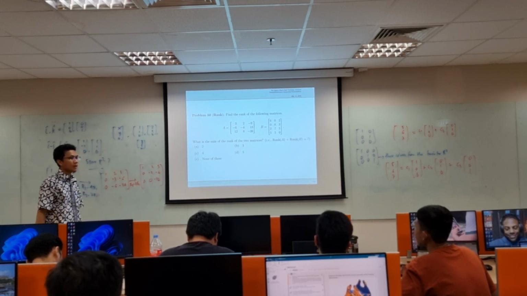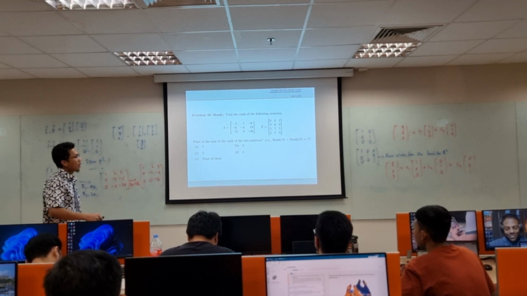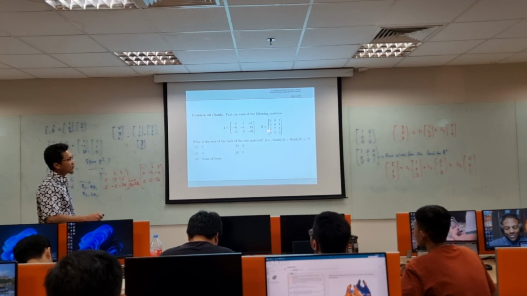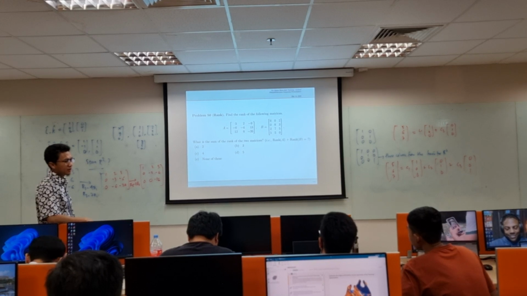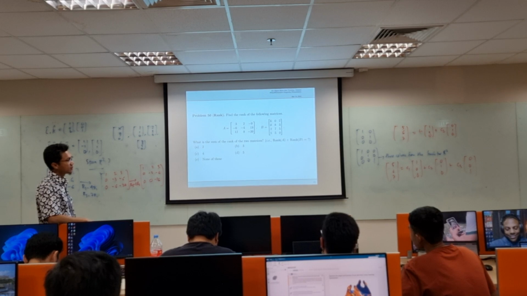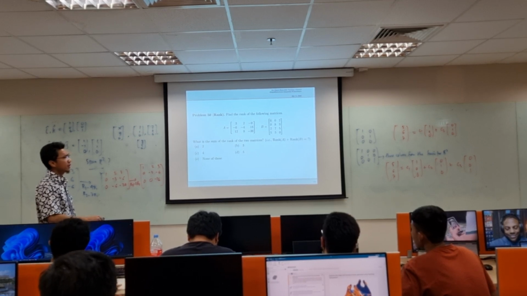Why? Yeah, 3, you cannot express each of these column vectors with each other. You cannot do that. The maximum is 3, you cannot have 4.